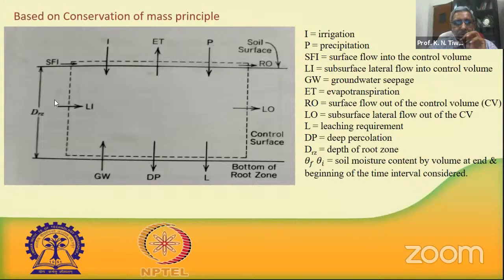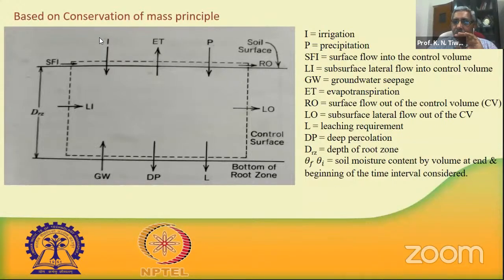This is a theoretical or conceptual diagram which is being shown. Now, we are taking a control volume. The dotted lines are the control surface. In the control surface, when we are taking the inflow or input and output, whatever changes take place, it is a change in the soil moisture content or soil water content.